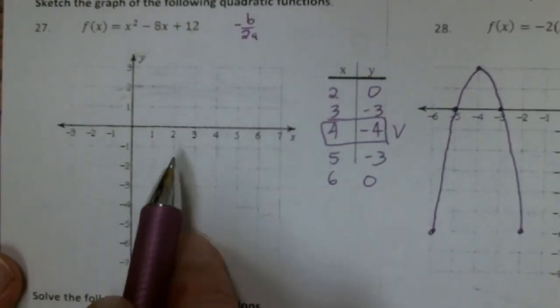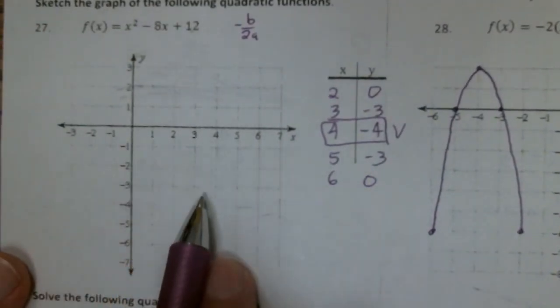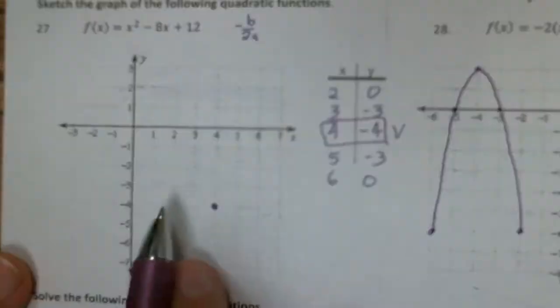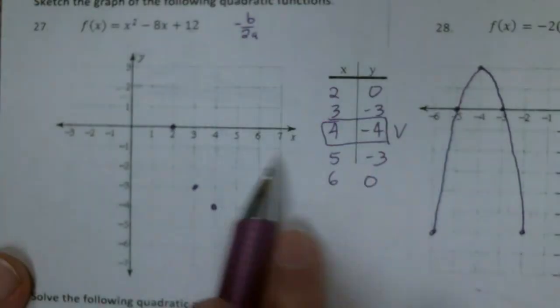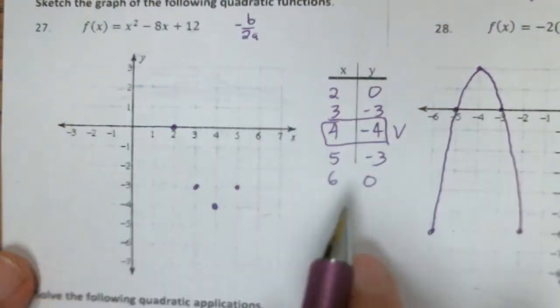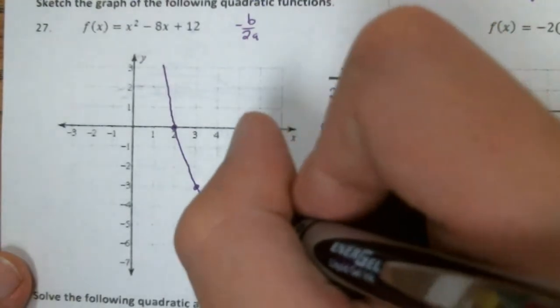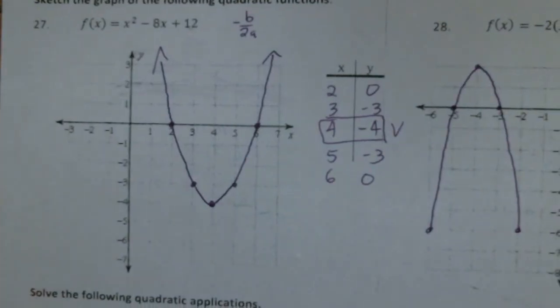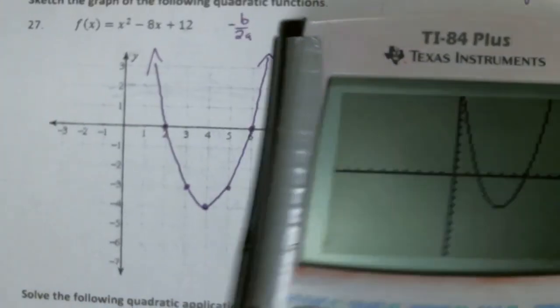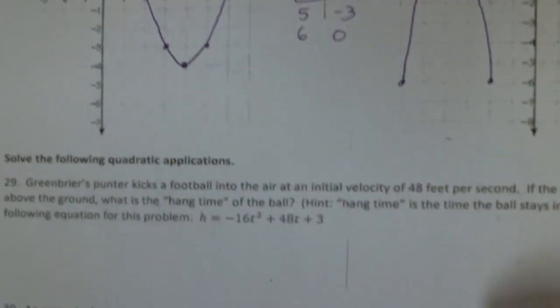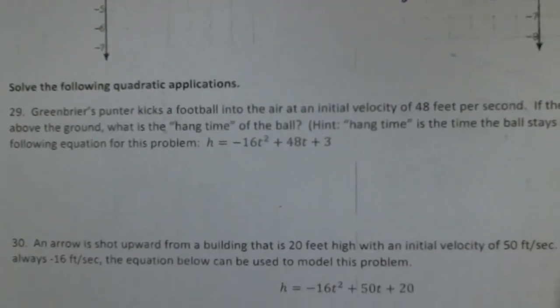All right, so let's plot those 5 points. 4, -4 is the vertex. 3, -3, 2, 0, 5, -3, and 6, 0. Okay, so let's connect the dots. Okay, and there's my graph. Let's just check it. Let's graph it. Press graph. Yep, it looks like what I got. That looks good. Okay, you can do it. I believe in you. You can do it.